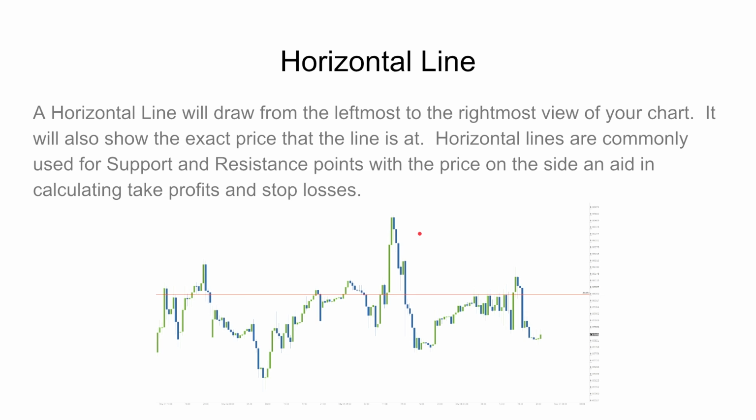Okay, then there's the horizontal line. It is the opposite of the vertical line, and it is a line that goes all the way across your chart, and it's going to also give you some information right here that'll tell you where the price point is at. And the price on the side is an aid to calculating take profits and stop losses.